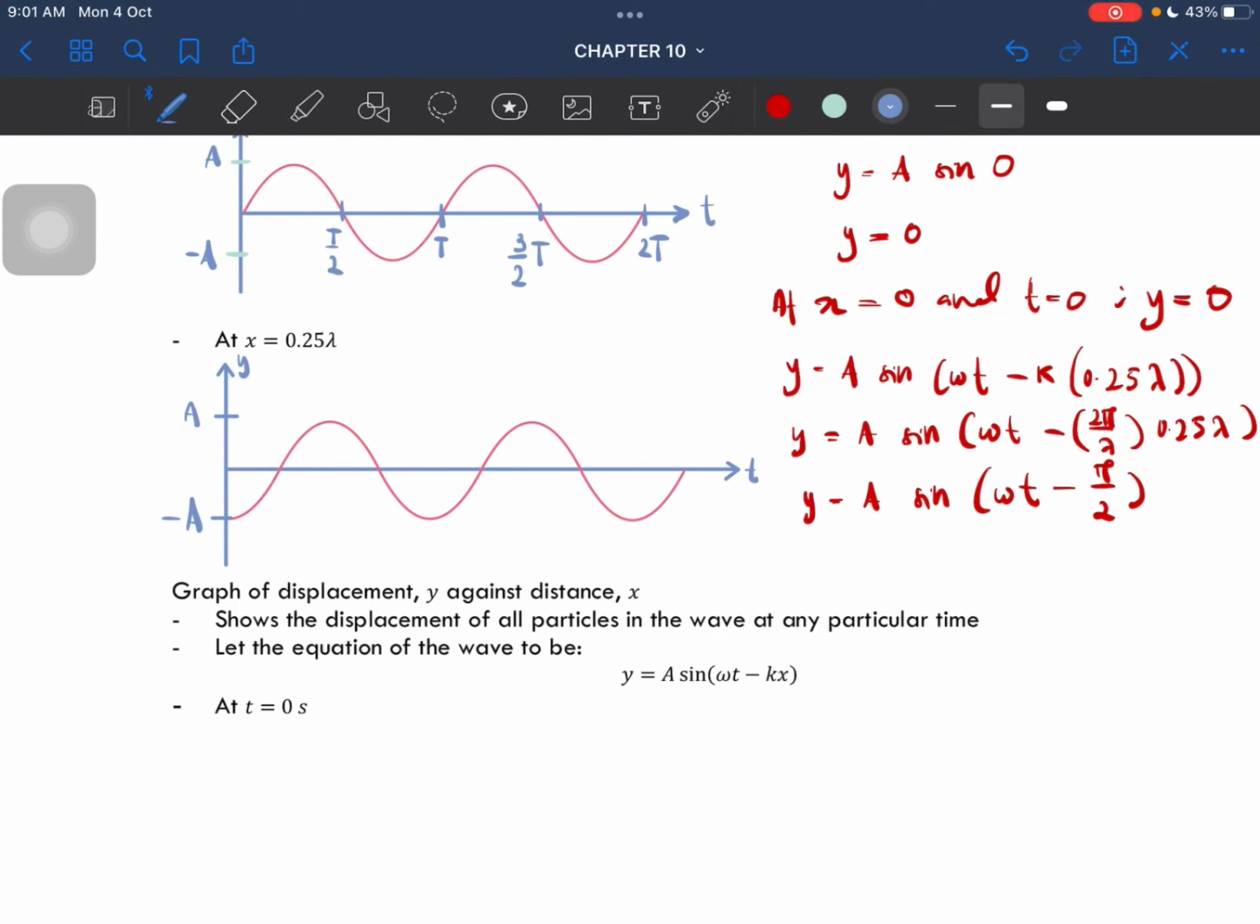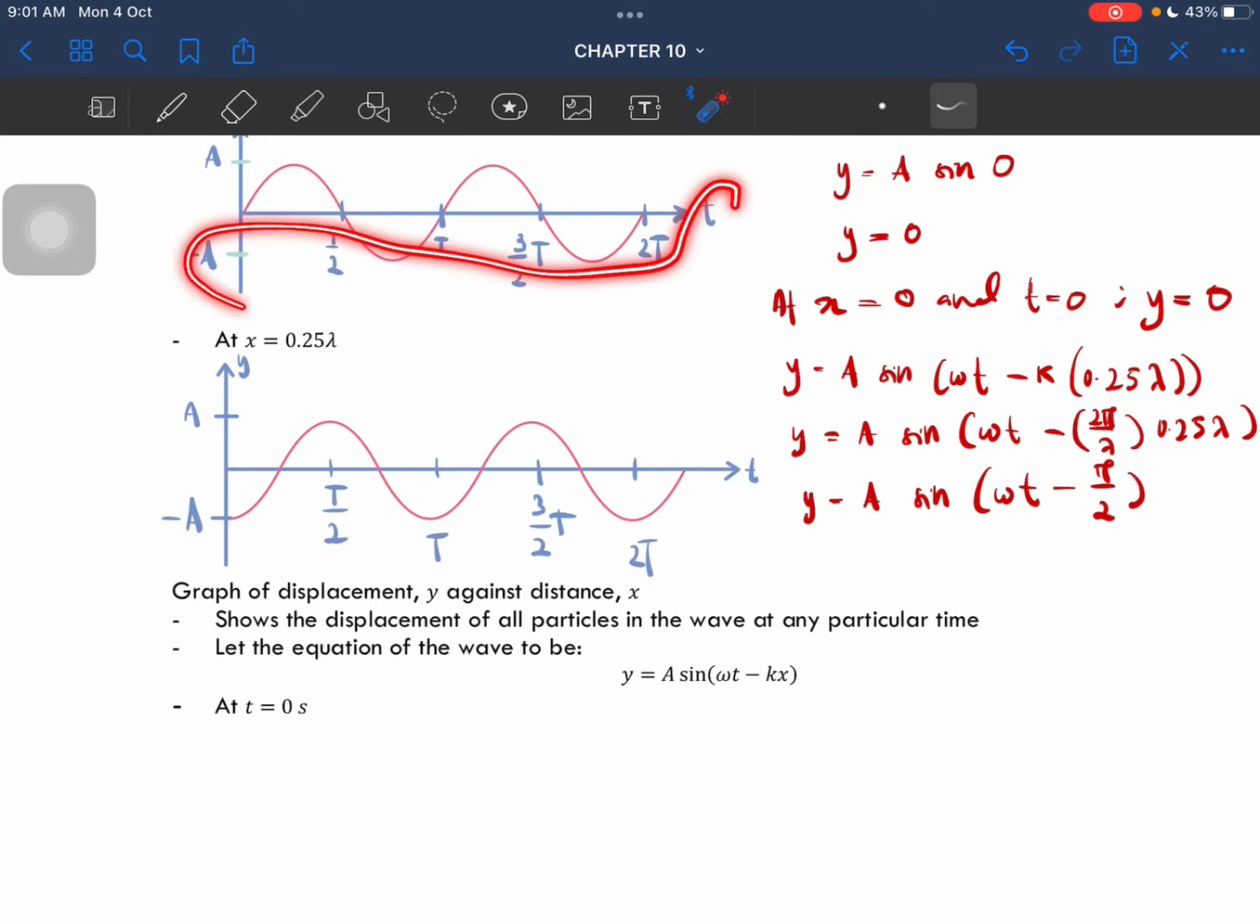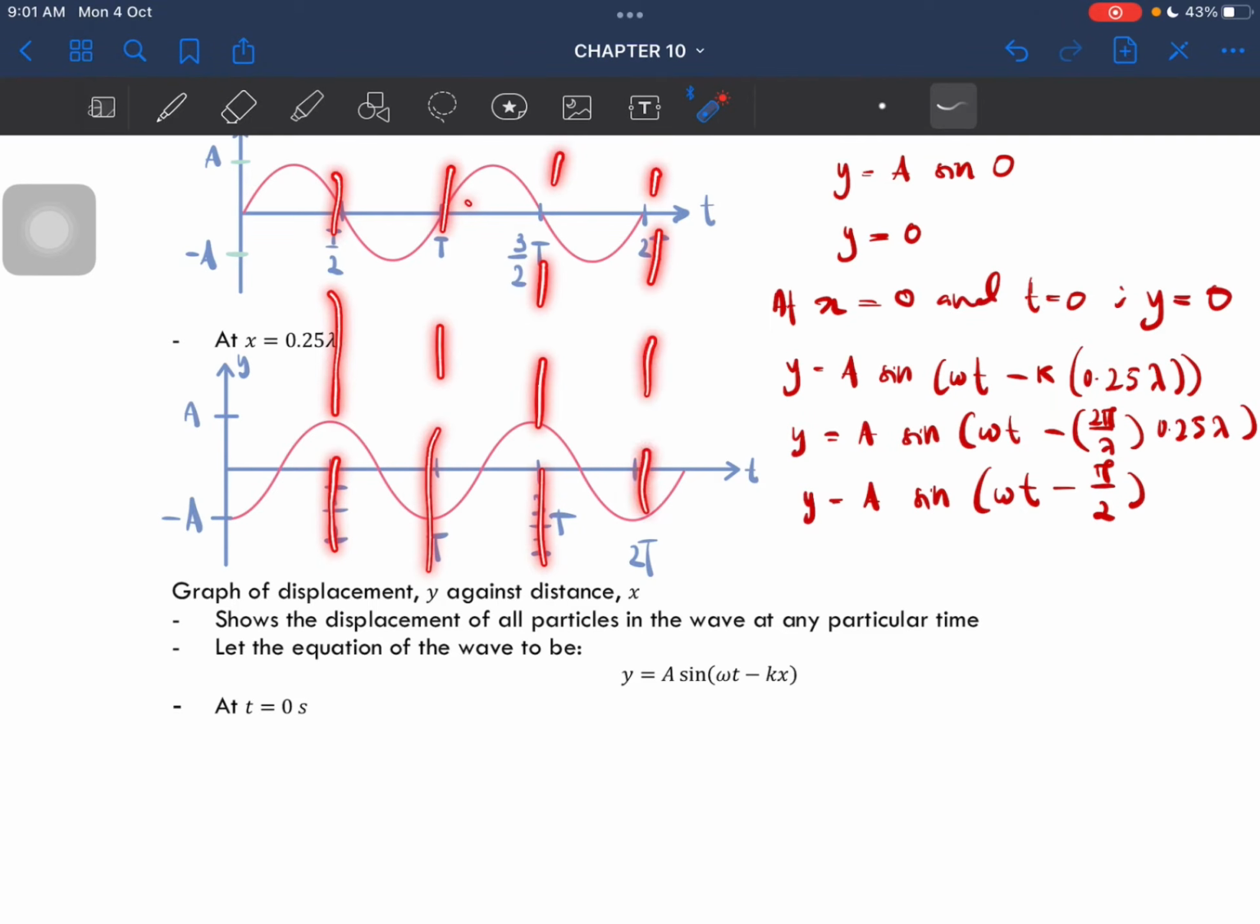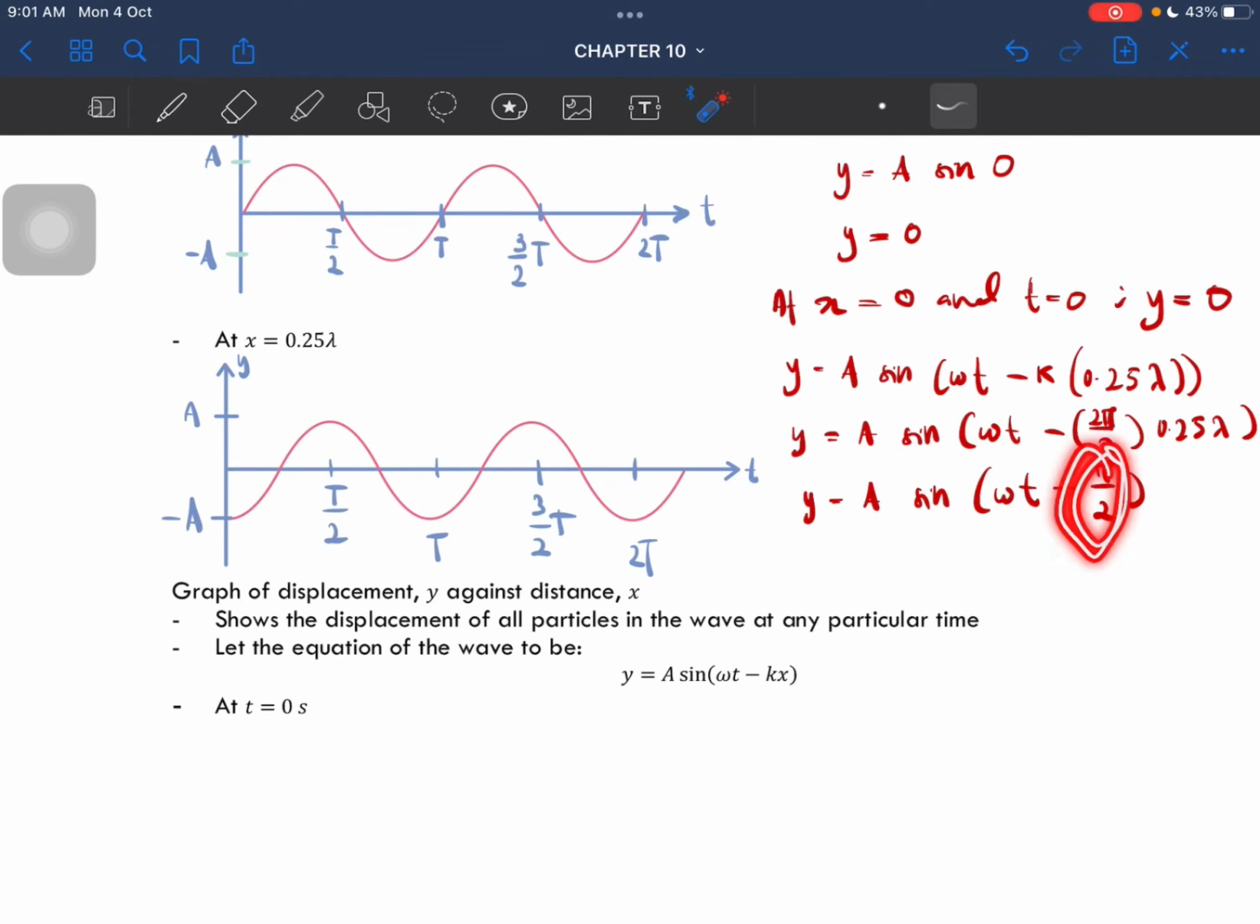Negative a, so this one is then equal to T over 2. And then this is T. Then this is 3 over 2 T. And this is 2T, somewhere here around is 2T. So this axis is based on this one. I actually tried to follow this so that you can see that the graph has shifted. It has shifted by pi over 2 to the right. Shift to the right.